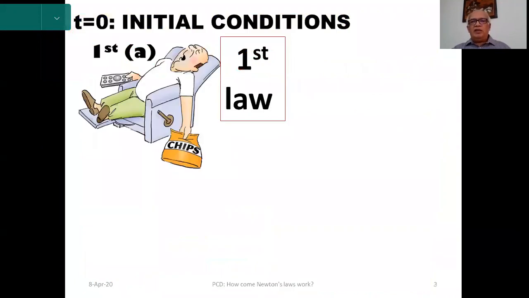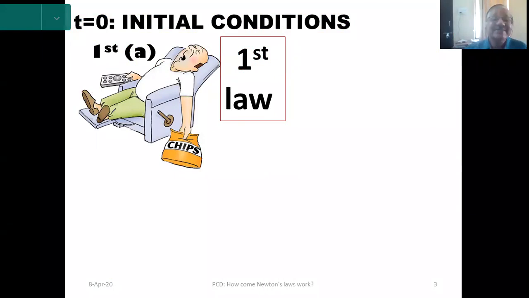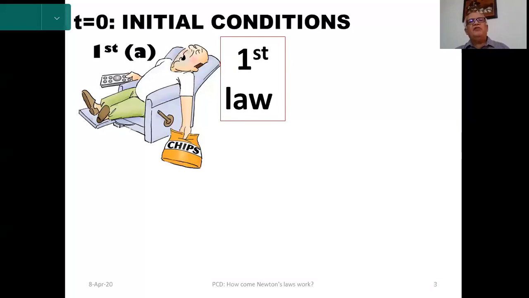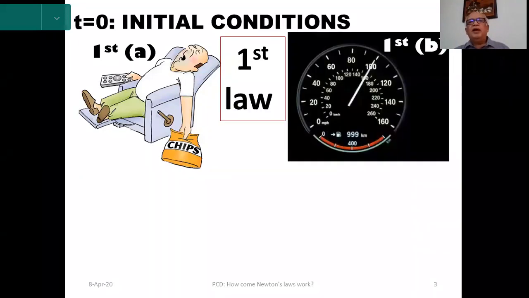The first law is how my wife describes my perpetual state. And this is the first expression of the first law. And there is an alternative expression that a body at constant momentum continues to be so at a constant velocity.